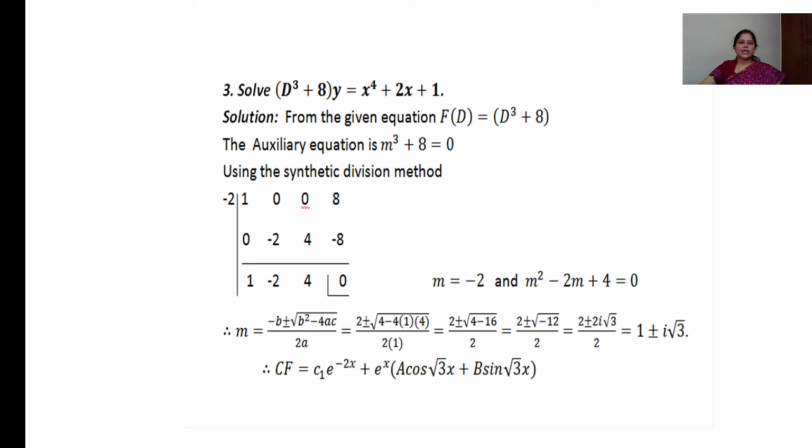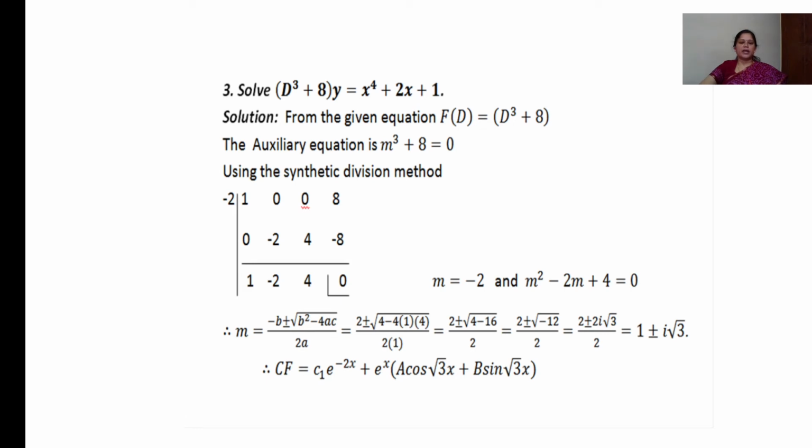So from the equation m cube plus 8 is equal to 0, we have to write the first row values. In the first row we have to take the coefficient of m cube, coefficient of m square, coefficient of m and the constant as the first row values. That's why we got 1, 0, 0, 8.